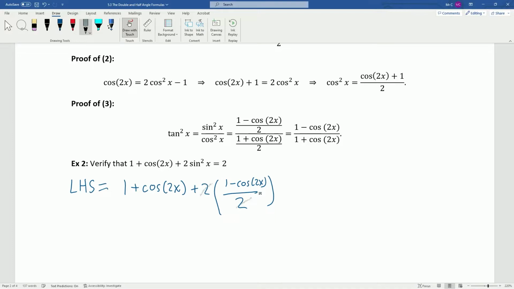The 2 over 2 cancels, and this becomes 1 plus cosine of 2x plus 1 minus cosine of 2x. And the cosine of 2x and negative cosine of 2x cancel, and we're left with 2. Done.